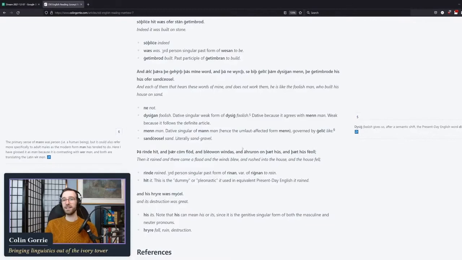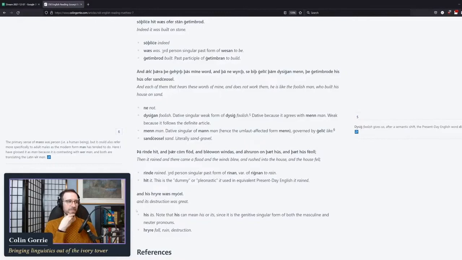And we're going to bring it home with the final lesson of this parable. And his hryre was micel. So it's not just that the house fell. The house fell in a big way. And his hryre, and its destruction, hryre, fall, ruin, destruction, was micel, was great. One thing to remark about this pronoun here: his is the ancestor of present day English his, but in Old English it could also refer to neuter nouns. So we have that hus, which is neuter, but we're still going to use his to refer to it. And his hryre, and its destruction, was micel. And its destruction was great.